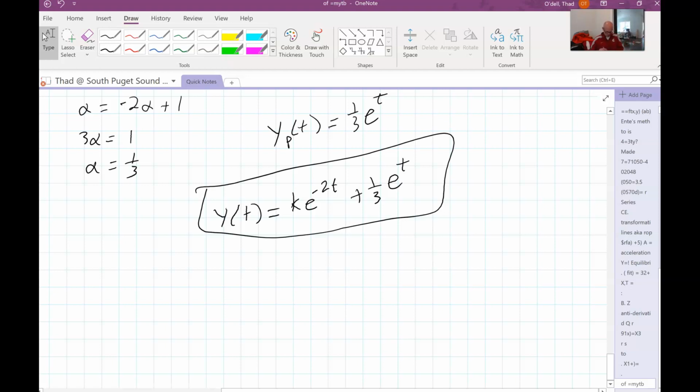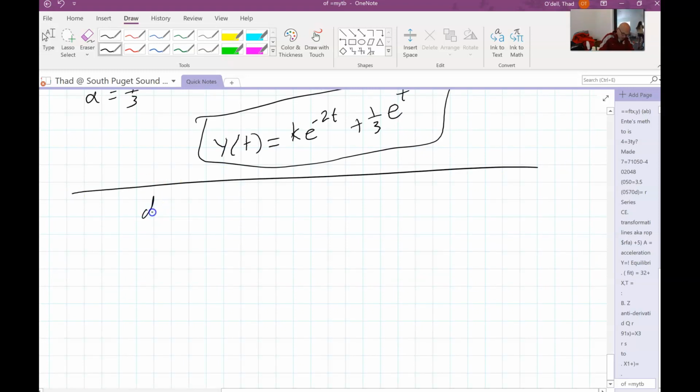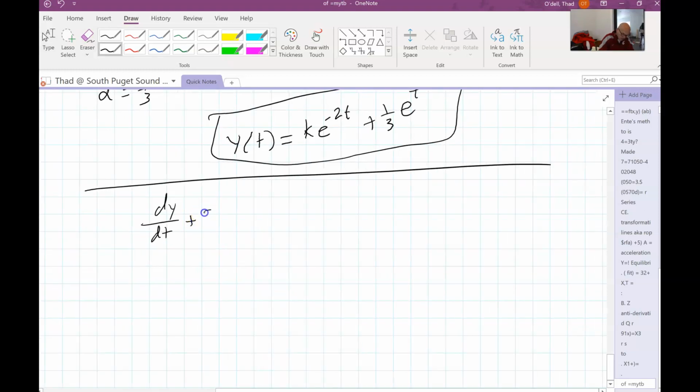I think I'll do one more example here. Yep, this one's going kind of long, but okay. So that's dy dt, we'll do one that's not explicit, plus 2y, which is equal to cosine 3t.